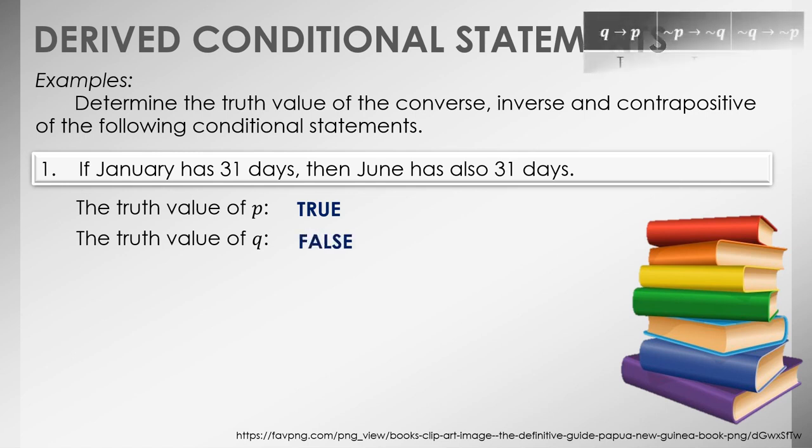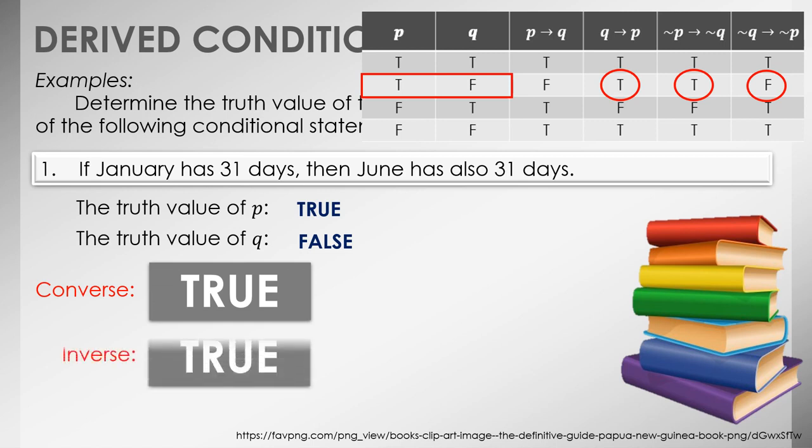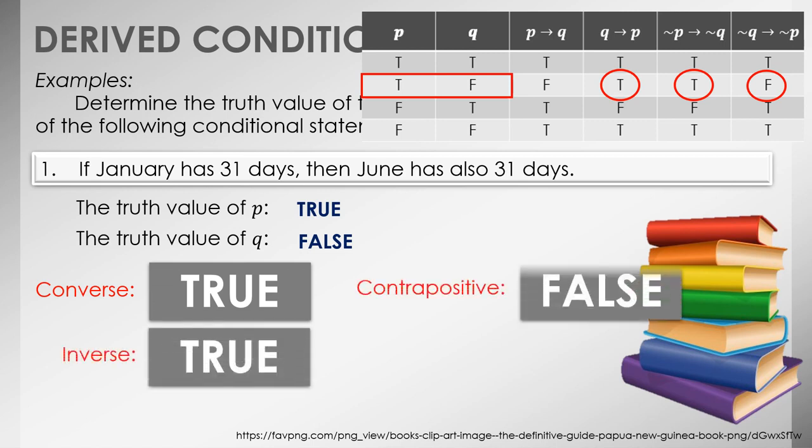Now, recalling the truth table presented earlier, we have seen that we are on the second case, which implies that we are expecting to have these following truth values. Hence, the converse is true as well as the inverse, while the contrapositive is false.